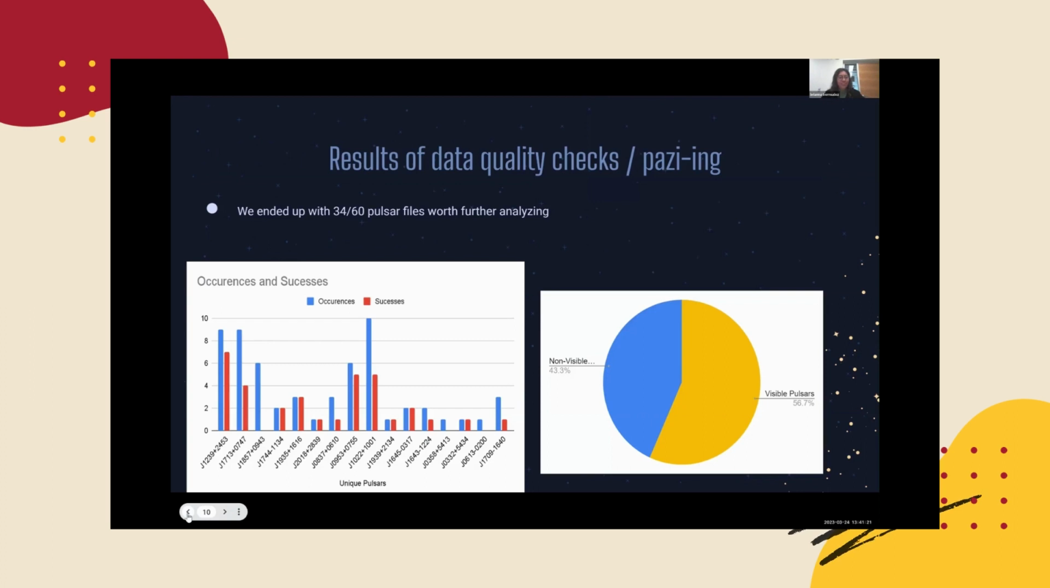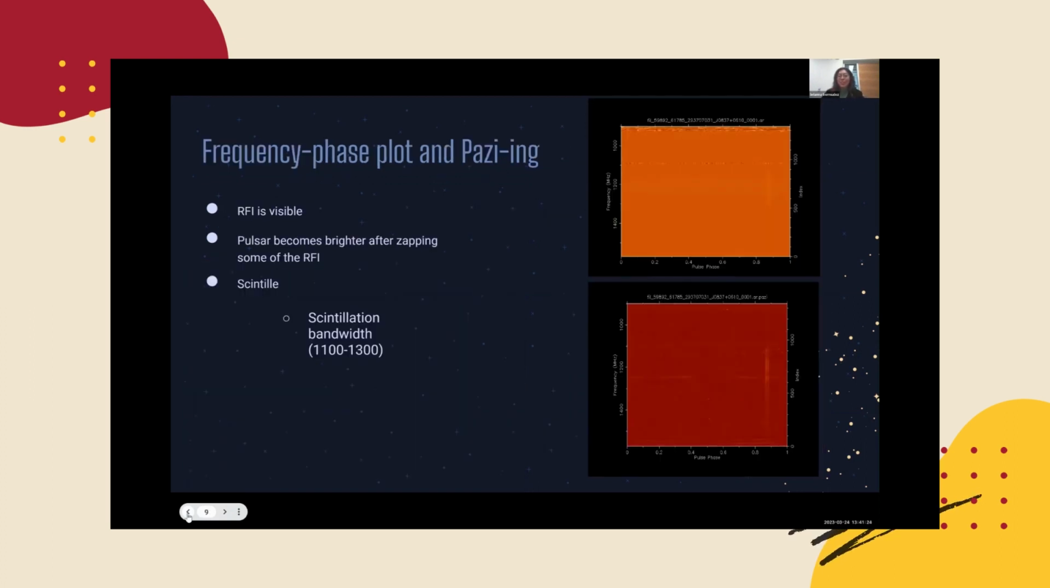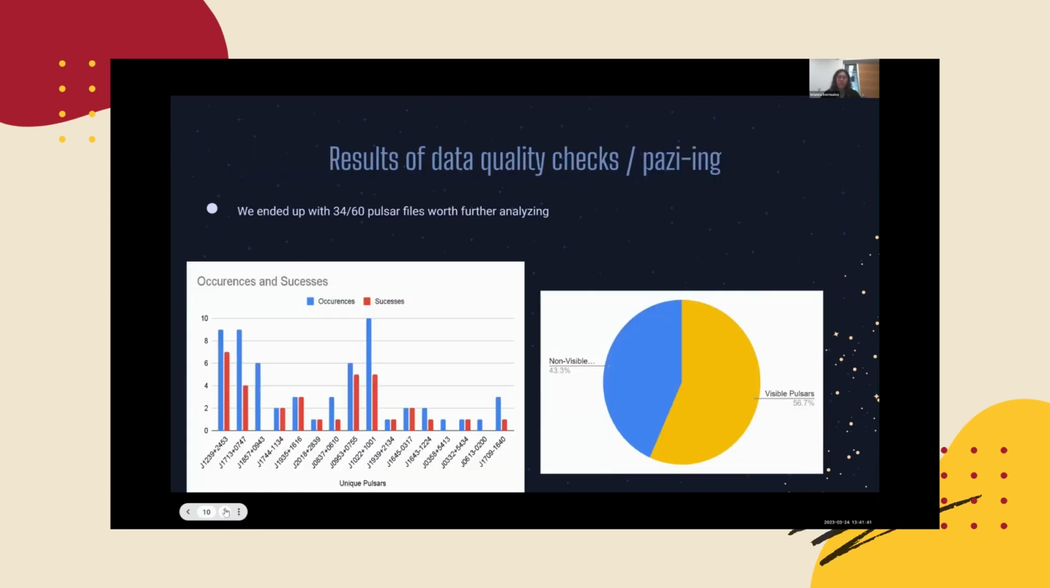Here is the first example when the pulsar was very faint. And after using the PAZI tool, we see that the pulsar becomes a lot brighter between 1100 and 1300. After PAZI-ing the pulsars, we had 16 pulsars, and the success rates weren't the same after PAZI-ing. We only had 34 out of 60 good files worth analyzing after the PAZI-ing. And I'll pass it on to Brandon.